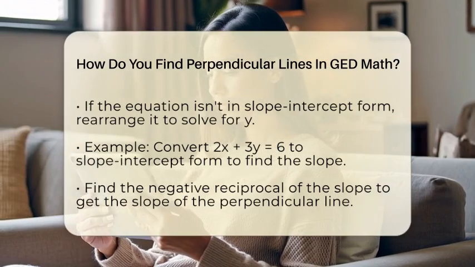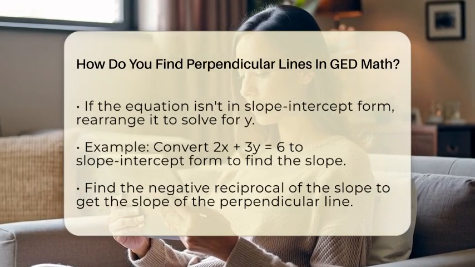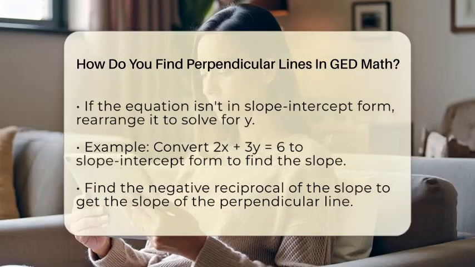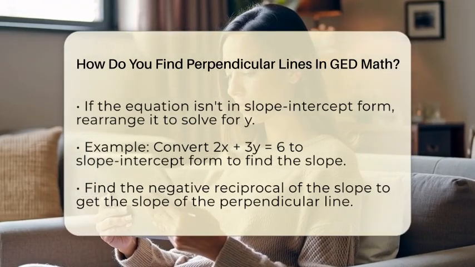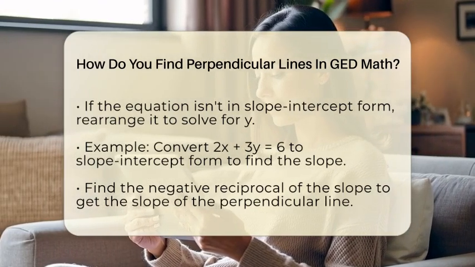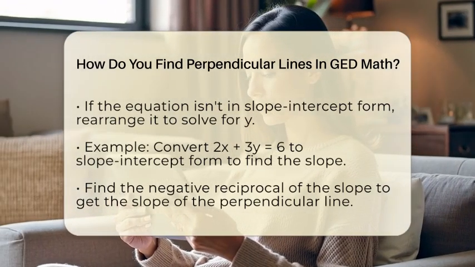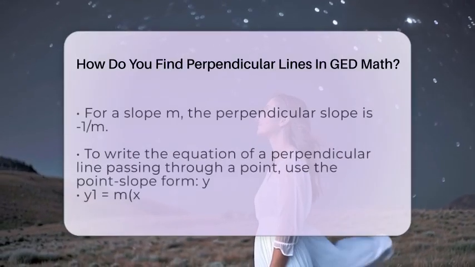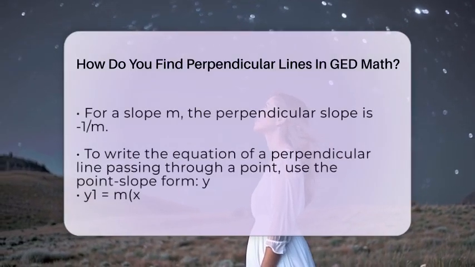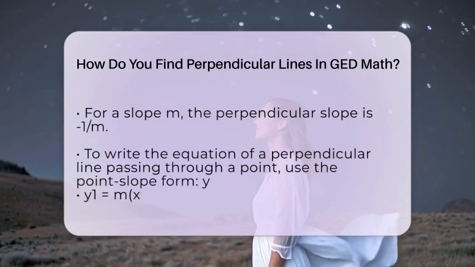Once you have the slope of the first line, find its negative reciprocal. For a slope of m, the perpendicular slope is -1/m. So if the slope is -2/3, the perpendicular slope will be 3/2. If the slope is a whole number like 4, the perpendicular slope becomes -1/4.